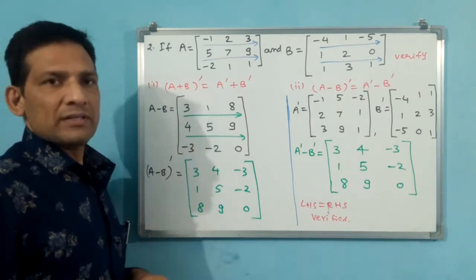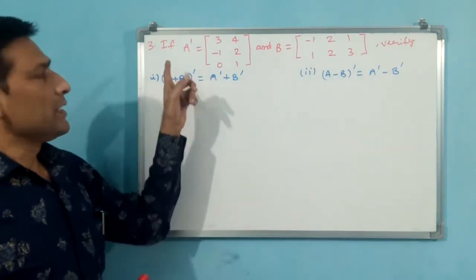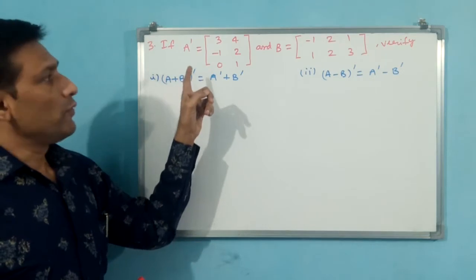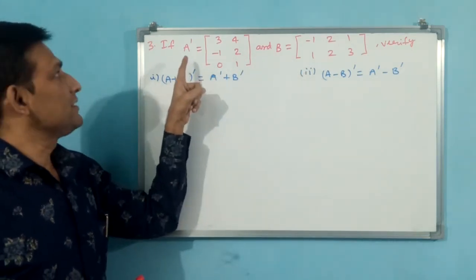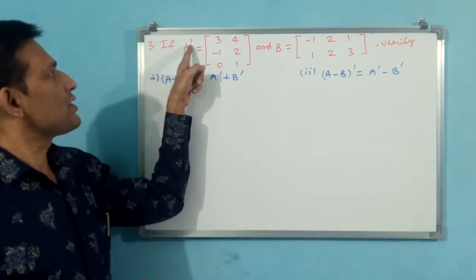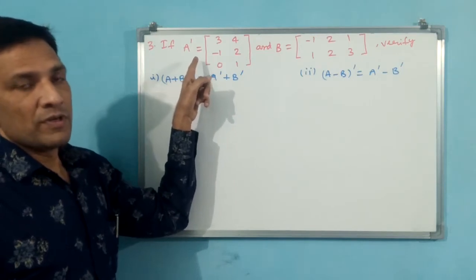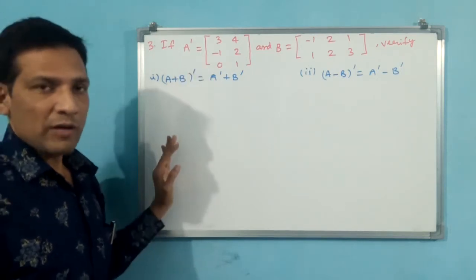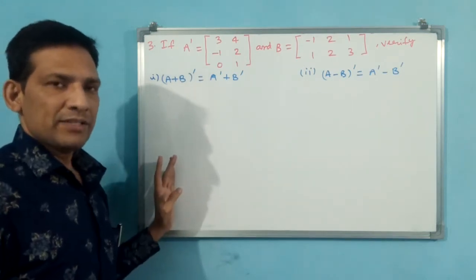Let us go for the third question. Here also, if you observe carefully, this is matrix B, but this is not matrix A. This is the transpose of A. That you have to keep in your mind. Transpose they have given, that means first you have to convert this transpose to the normal matrix. A transpose whole transpose is A. You have to convert it into A.